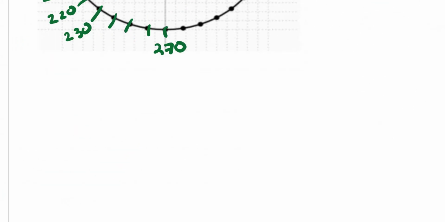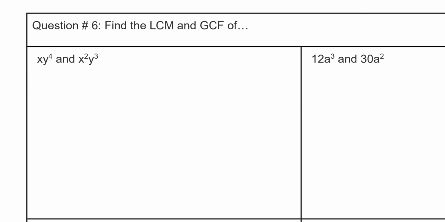Now let's move on to question number 6, where we need to find the LCM and GCF of the following here.